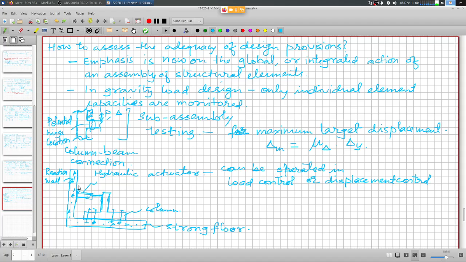So what we generally go for is displacement control. We know what is the maximum displacement that we need to have in this system for the given ductility that we are aiming for, right? This is the structural ductility, multiplied by the yield displacement, and that gives me the maximum displacement. And then I apply 4 cycles of this maximum displacement.